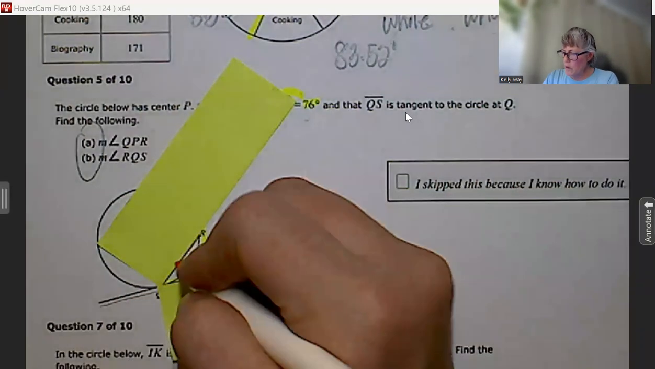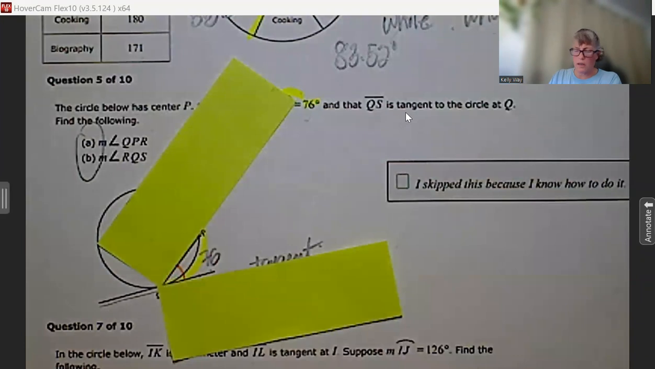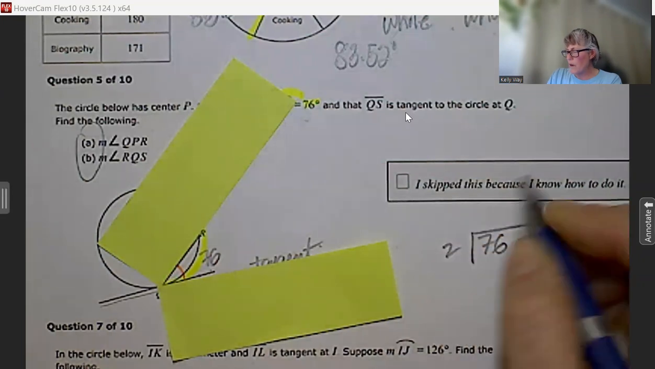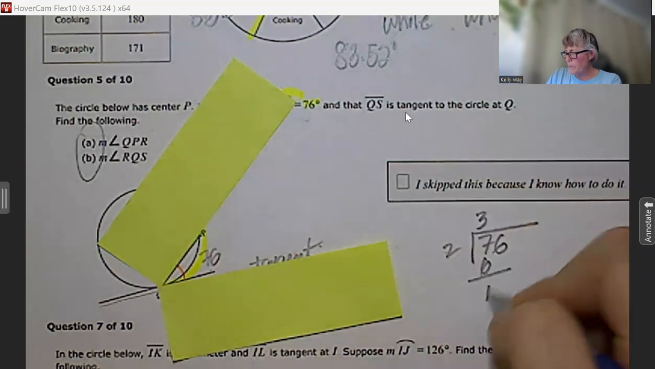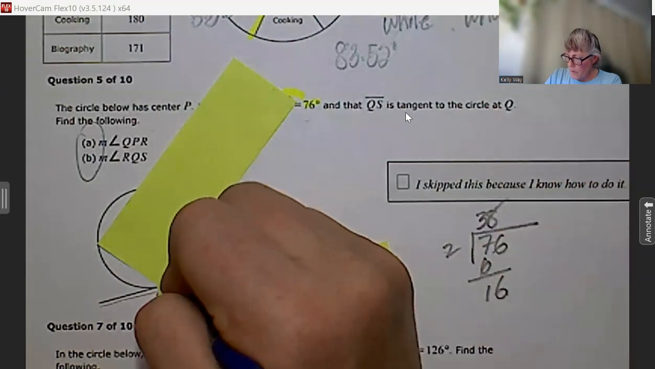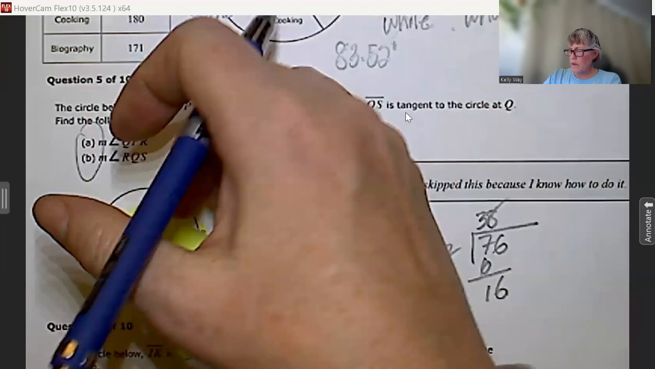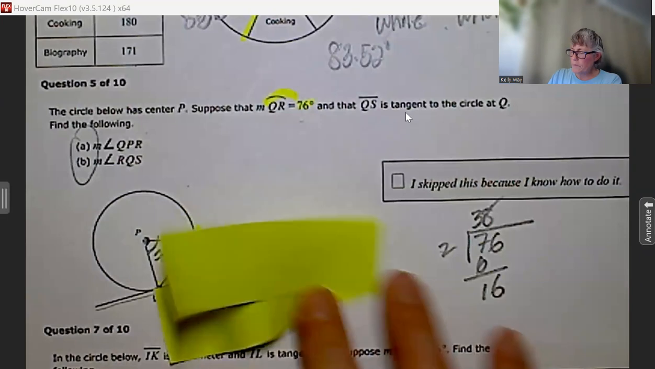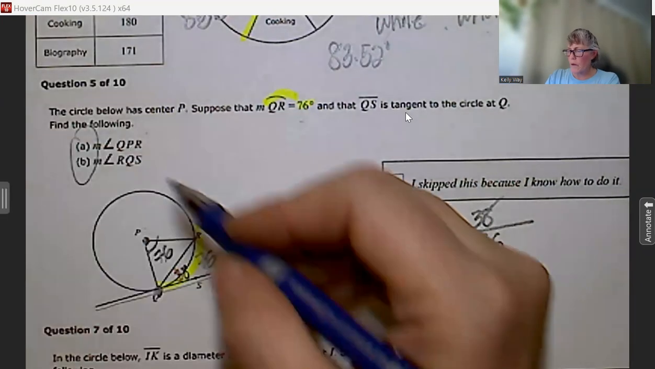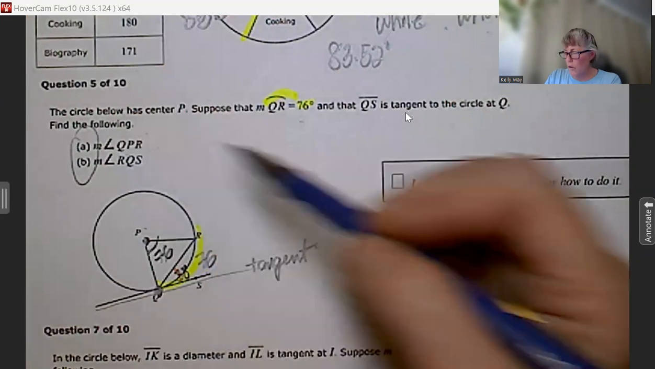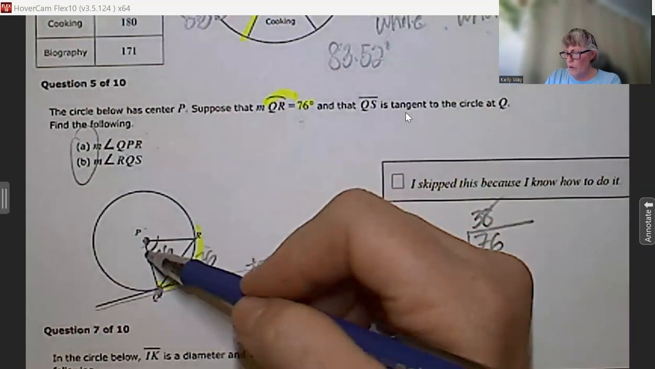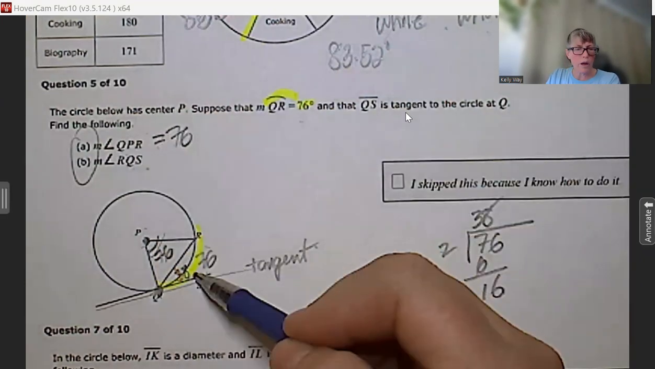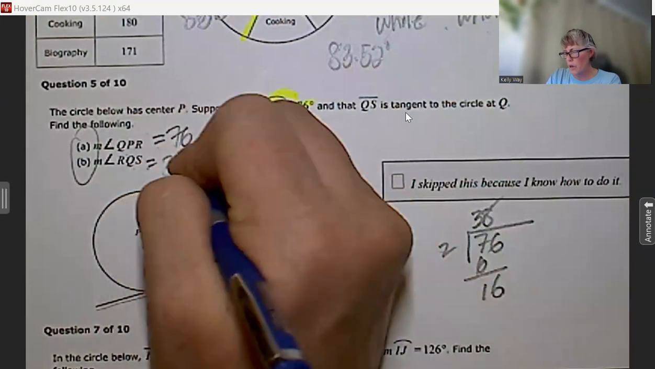And this angle back here is going to be 76 divided by 2 because it's an on. So 76 divided by 2, and we get 38. Now, we see if there's anything else we can find. It asks for QPR. We already got that at 76. RQS, we already got that. It is 38.